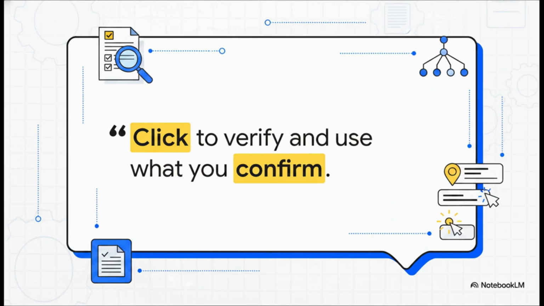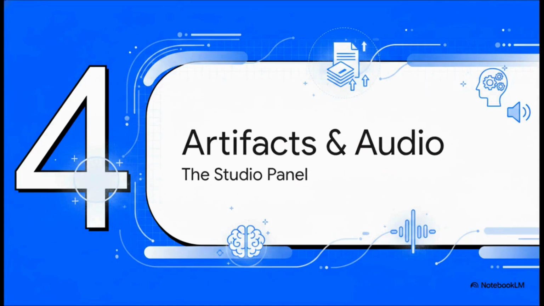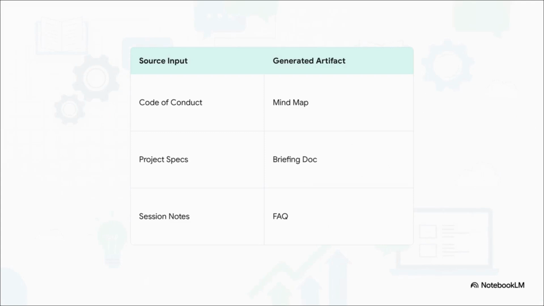That forces the AI to trigger those essential citation markers, which helps you completely avoid getting that generic, unhelpful AI language. Moving on to Section 4, Generating Artifacts and Audio, the Studio Panel. This is where NotebookLM starts to feel like absolute magic. The Studio Panel is where static files become dynamic training suites. Just look at how this takes totally dull inputs and turns them into incredible one-click artifacts.